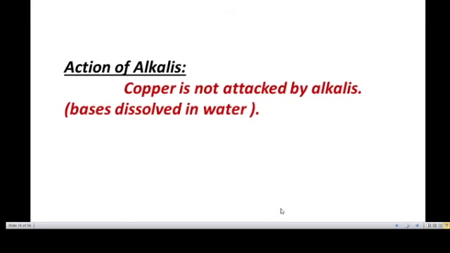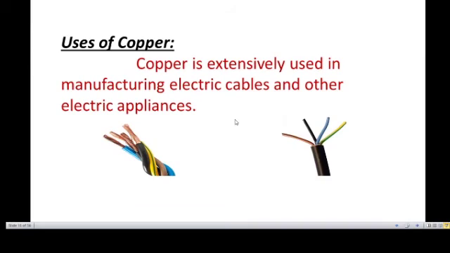Next, action of alkalis. Copper is not attacked by alkalis. What is the meaning of alkalis? The bases dissolved in water. This is called alkalis. Then, what are the uses of copper?